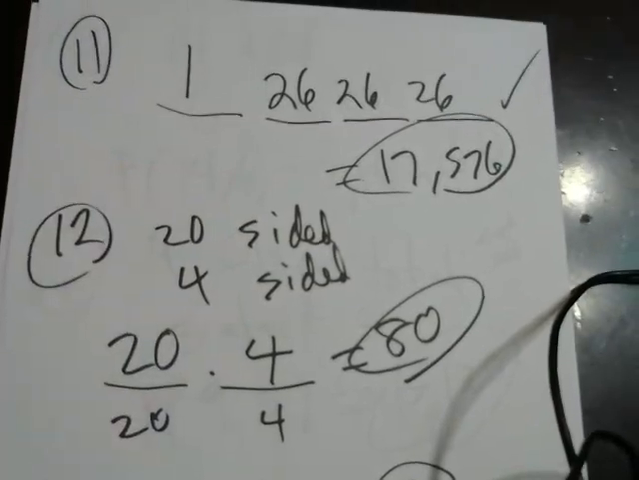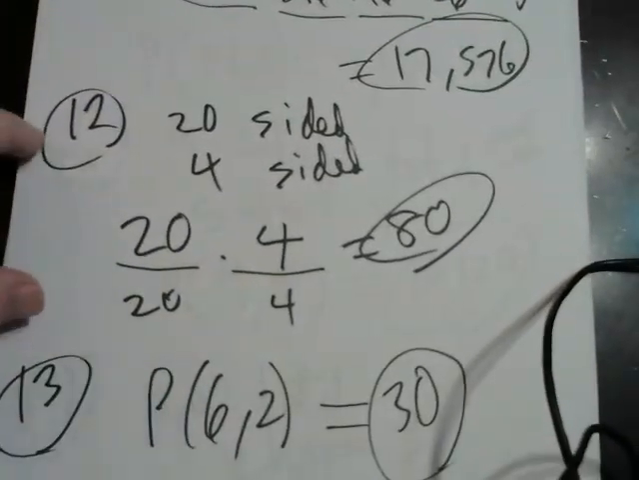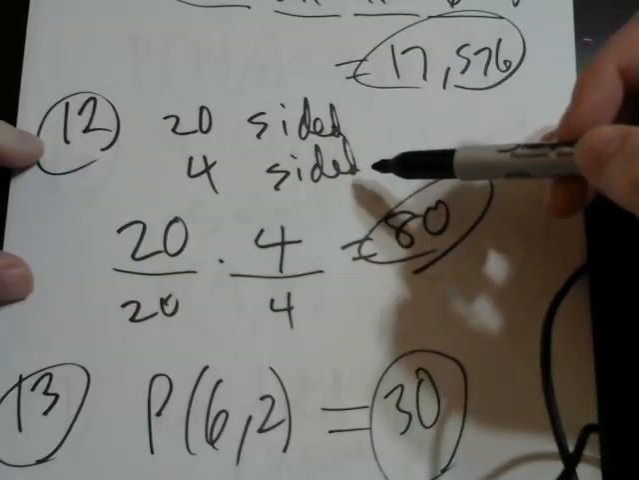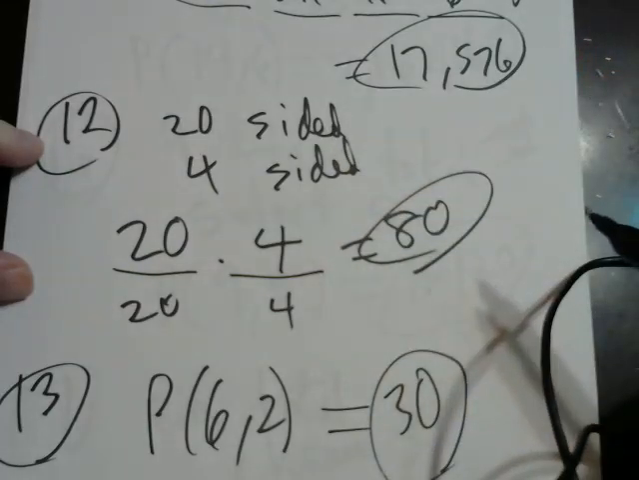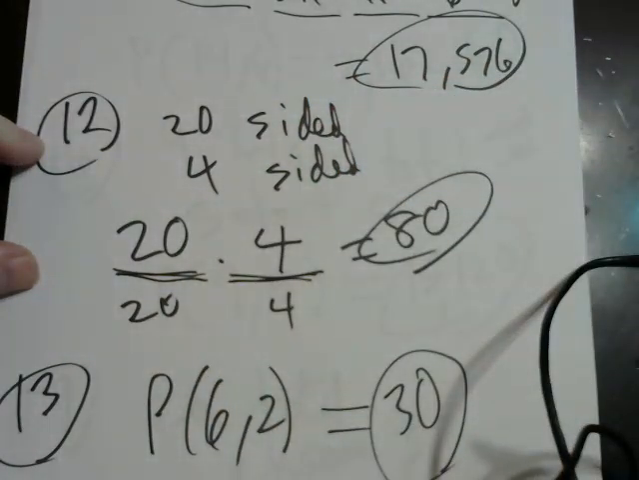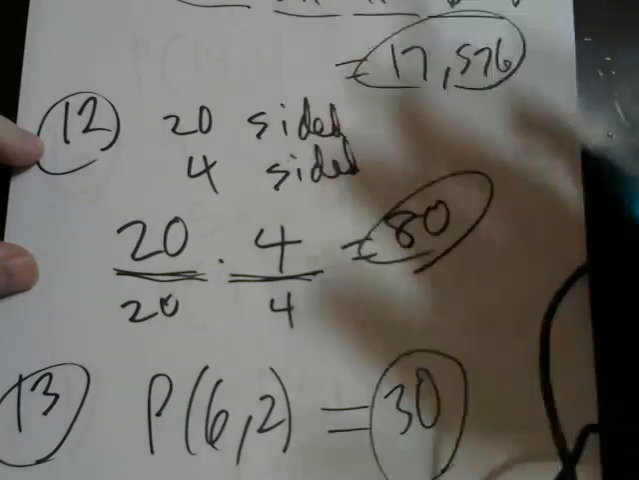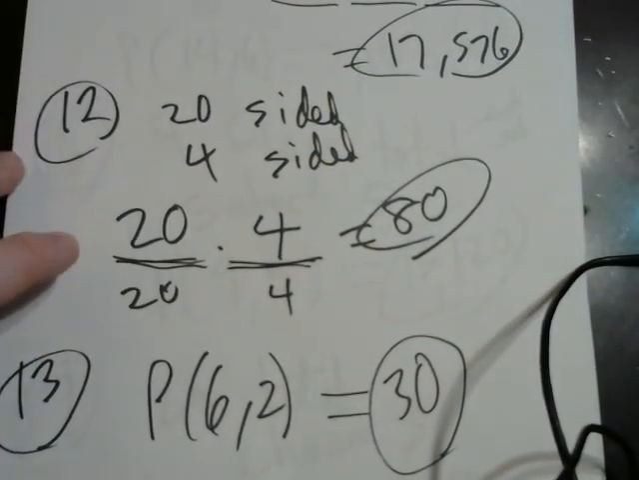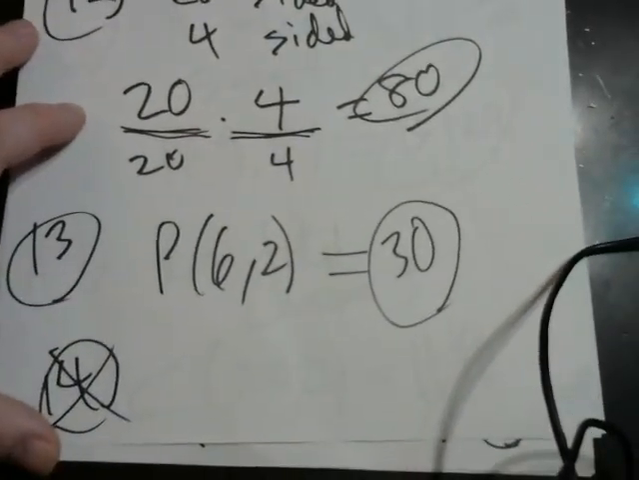Number 12 said, well, instead of rolling two dice that have six faces, let's say one of them is 20-sided and the other one is four-sided. How many possible outcomes are there? Well, again, you would set up a slot diagram, and it looks like you would have 20 possible outcomes for the first die, 4 for the second. Multiply them together, you get 80 total.